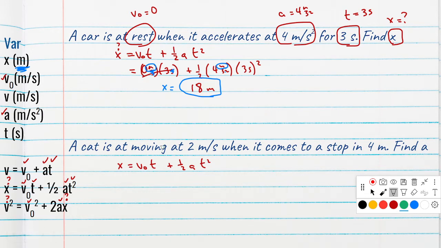I got a cat moving it. Here's a number. Here's a number. Comes to a stop. That'd be the final velocity equals 0. Here's a number, 4 meters. Meters measures displacement. Find the acceleration. A equals question mark. And we said this was the initial velocity.